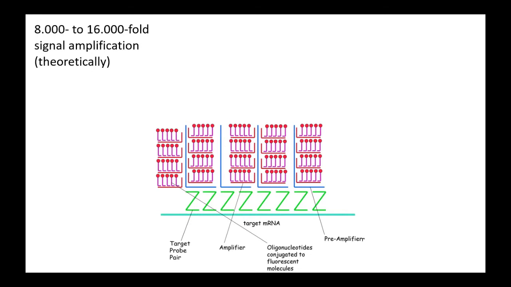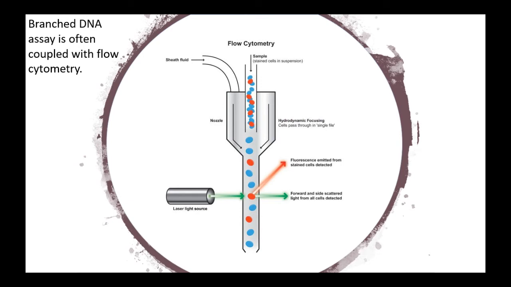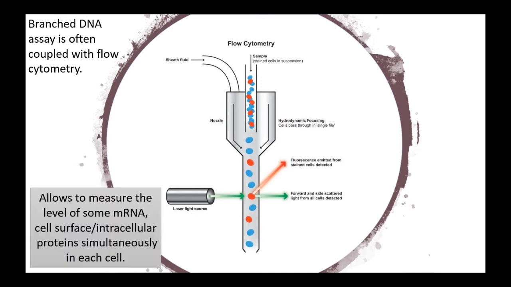By only changing the target probe pairs, one can amplify the signal from any mRNA. Of course, more sensitive quantitative PCR exists, but branched DNA assay applies to completely different cases. Branched DNA assay is often coupled with flow cytometry. It allows us to measure the level of some mRNA, cell surface, and intracellular proteins simultaneously in each particular cell.